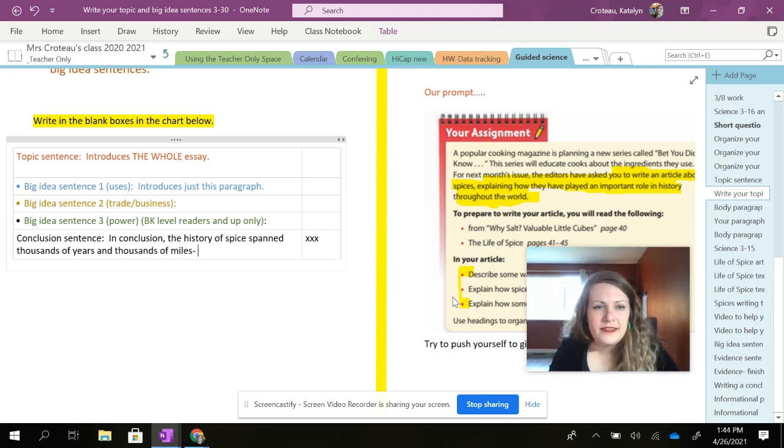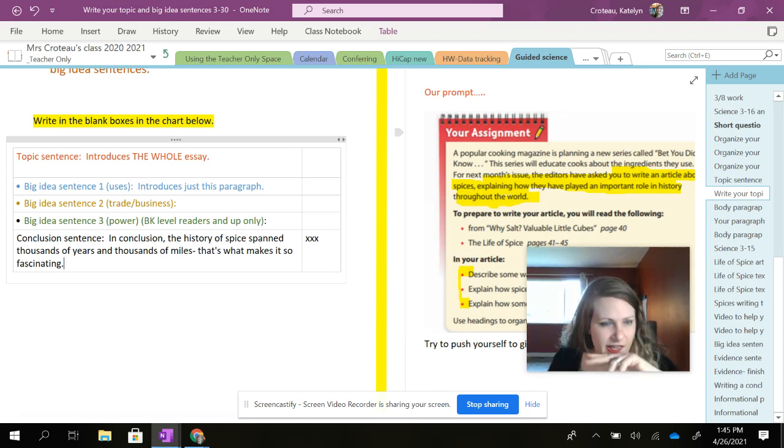That's what makes it so fascinating. Aha! See, there it is. Way better than the last one. The last one sounded clunky and weird. In conclusion, the history of spice spanned thousands of years and thousands of miles. That's what makes it so fascinating. Not bad.